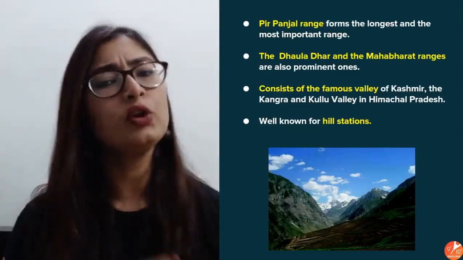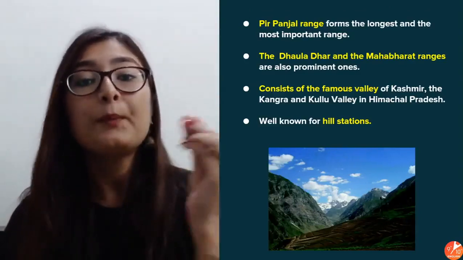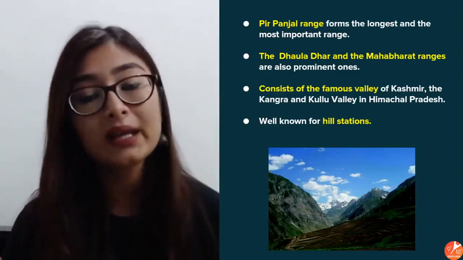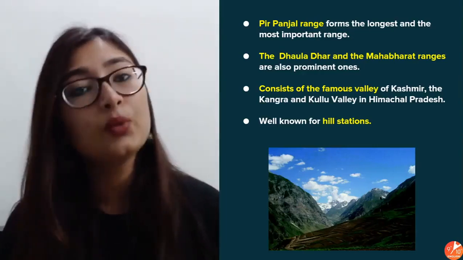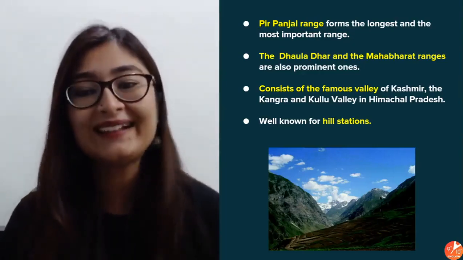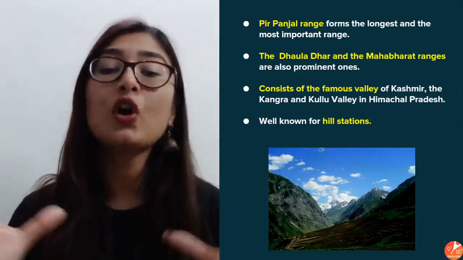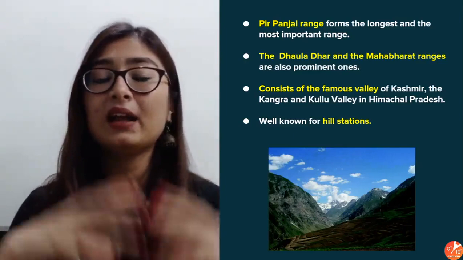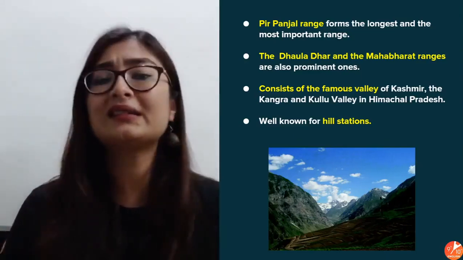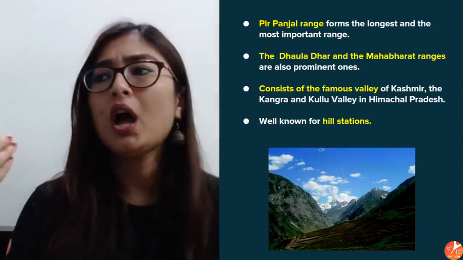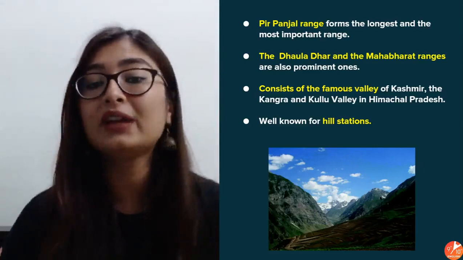There are multiple ranges in this area also. The Pir Panjal range is one of the longest and most important ranges of this stretch. Then we also have the Dhauladhar and Mahabharat ranges in this part. It consists of most of the hill stations, guys, and that is why from the perspective of tourism, this stretch becomes very important. The hill stations of Manali, Tosh, Kasol, all of these fall under this part of the Himalayas only.